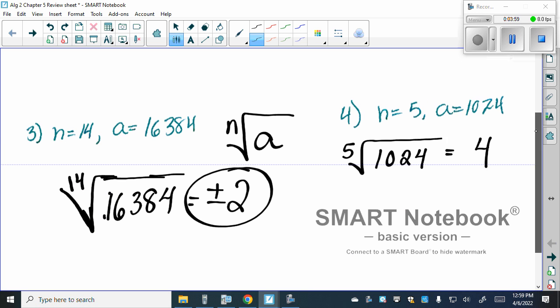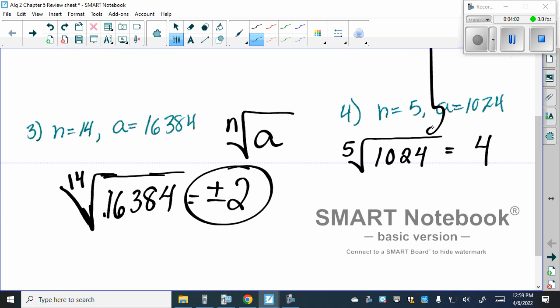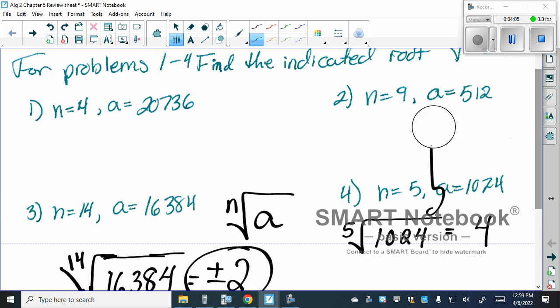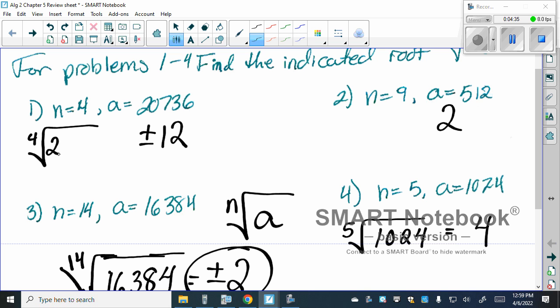So this was 4, and this one is really funky looking too. Any other questions on 1 through 4? Number 1 would be plus or minus the answer? Yes. And I believe it is 12, because we did that one in the other two hours. Here we're just looking at the fourth root of 20,736.